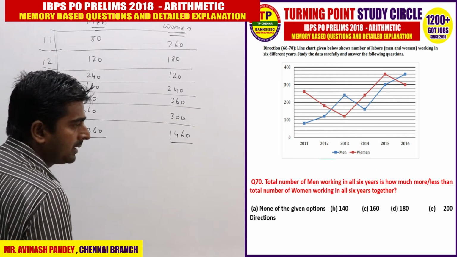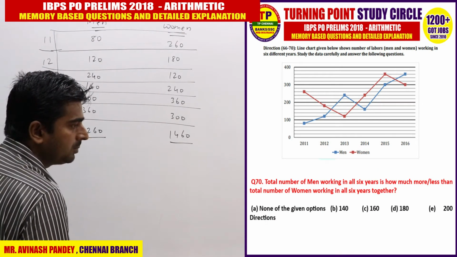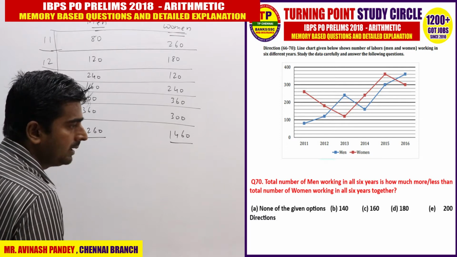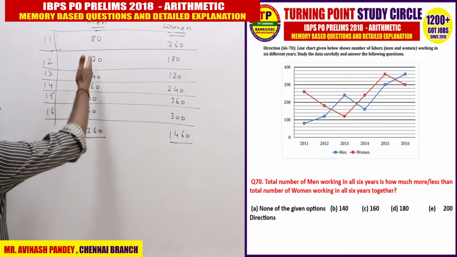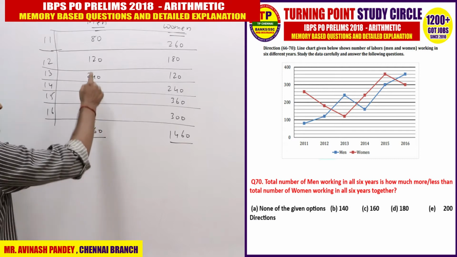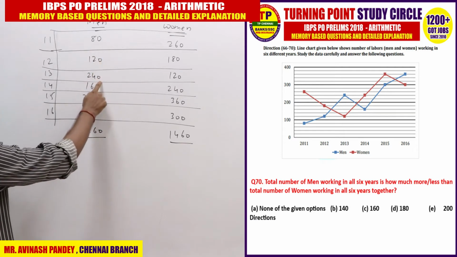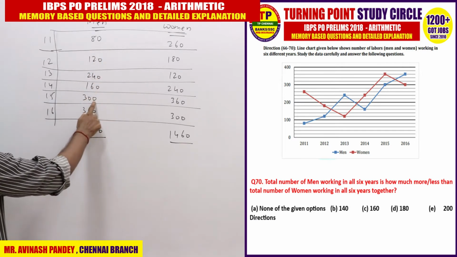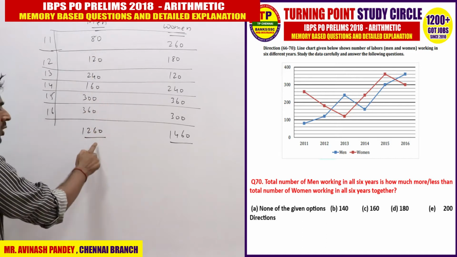Total number of men working in all the 6 years is how much more or less than total number of women working in all the 6 years together. Already in the board itself I wrote all the data, right? So 80 plus 120 plus 240 plus 160 plus 300 plus 360, total is how much?